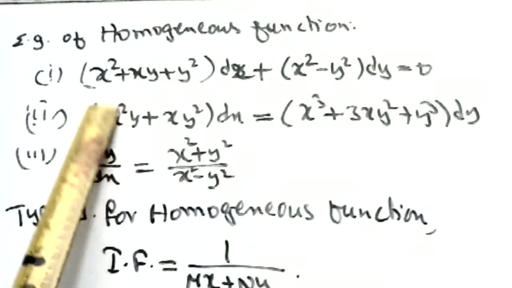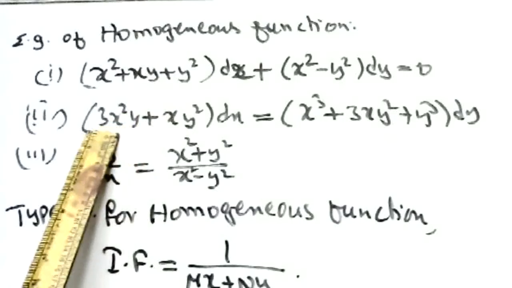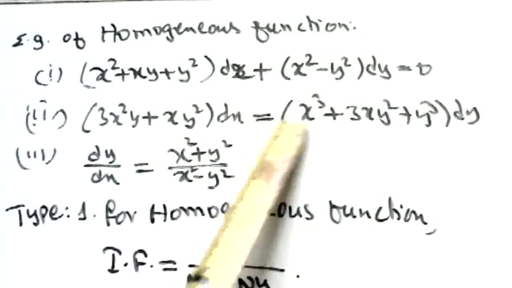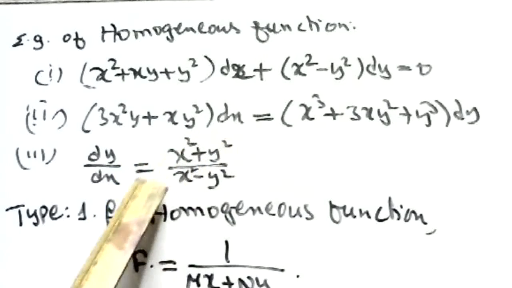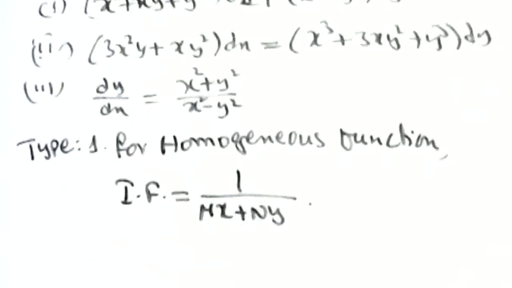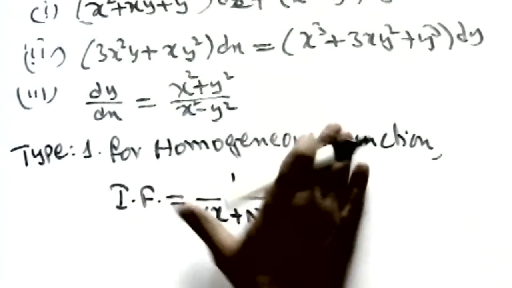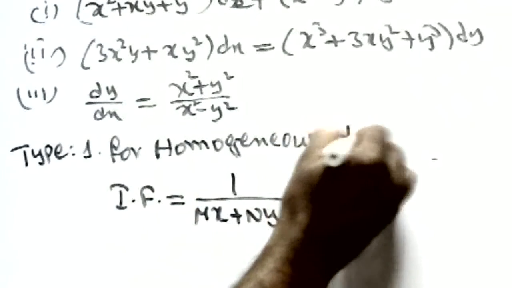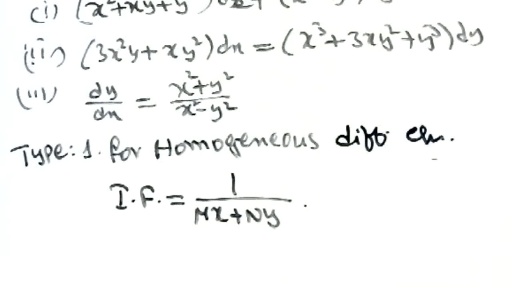In the same way, here you see x square y, 2 plus 1 is 3. We say the degree is 3. x y square, 1 plus 2 is 3. The degree is 3. Here also degree 3. So if we have the same degree in each term of x and y, then we say that the equation is homogeneous.